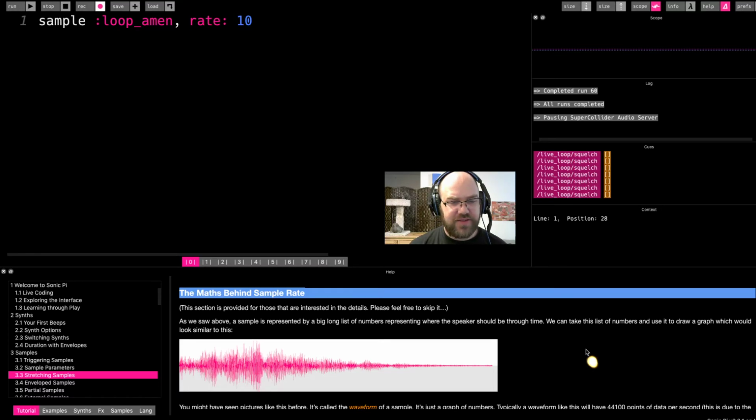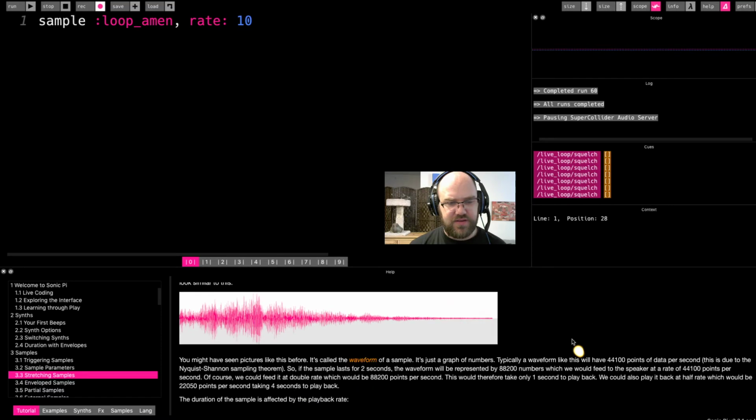As we saw above, a sample is represented by a big long list of numbers representing where the speaker should be through time. We can take this list of numbers and use it to draw a graph which would look similar to this. There we have a graph. You might have seen pictures like this before. It's called a waveform of a sample. It's just a graph of numbers.